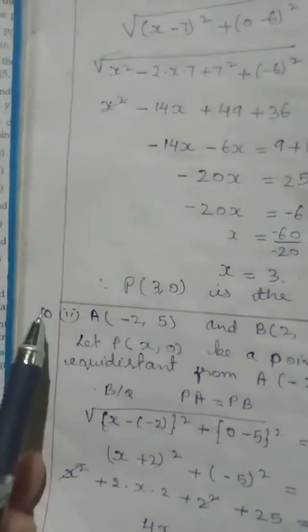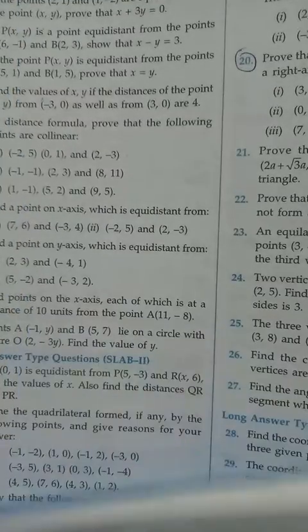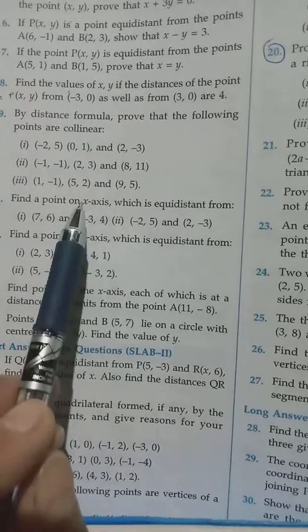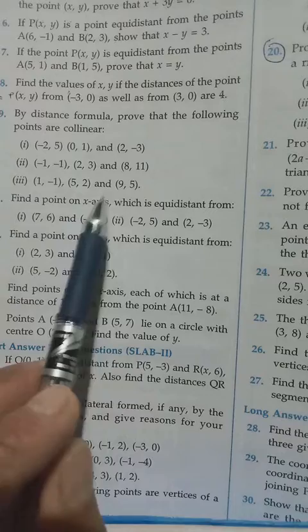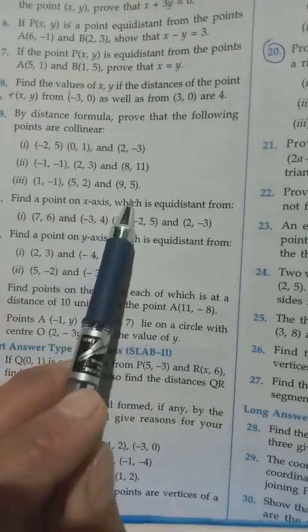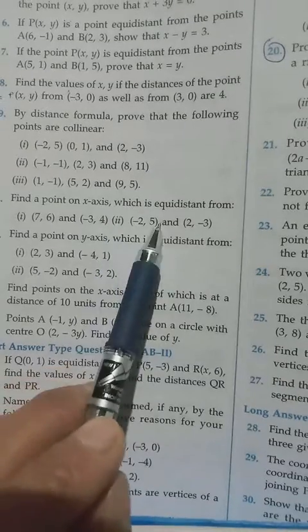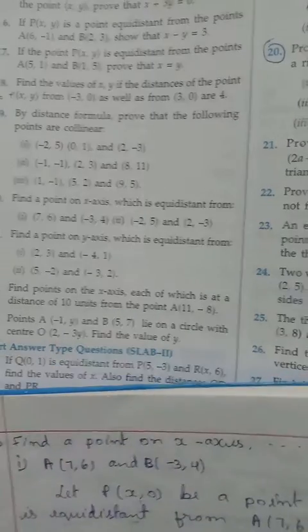Okay, so similar way, you can try number 10, part 2. Number 10 part 2, you can try it yourself. We have the point on x-axis, which you can write P x comma 0. Then equidistant from here, if you name A, B, PA equal PB, then you can try the same way.